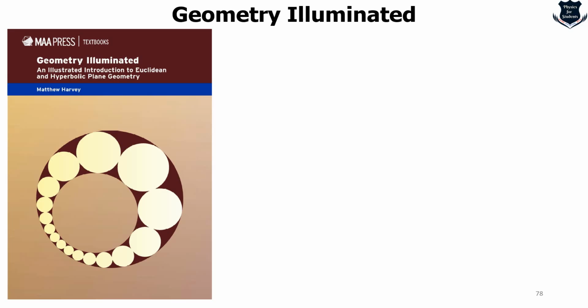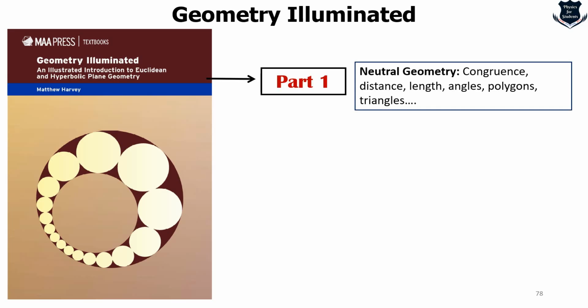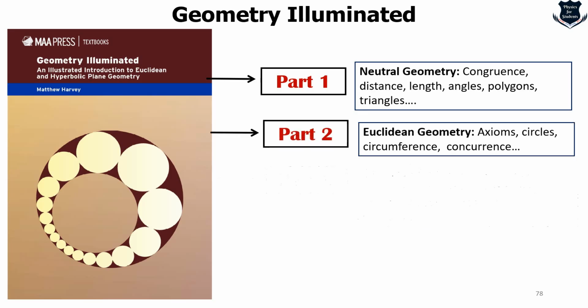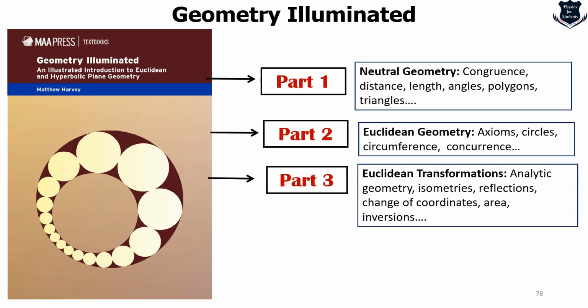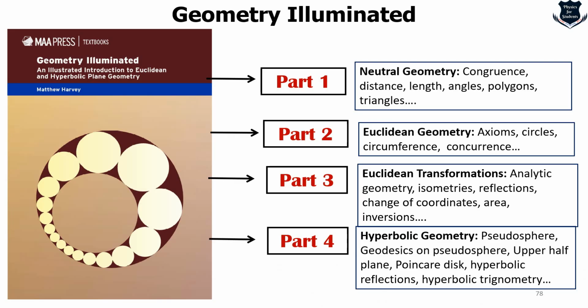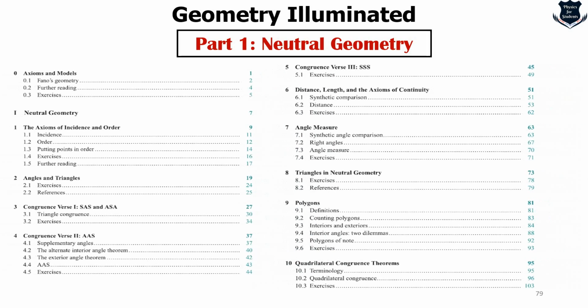Geometry Illuminated is also divided into 4 parts. Part 1 is neutral geometry; part 2, Euclidean geometry; part 3 would be Euclidean transformations; and part 4 would be what is called hyperbolic geometry. Let me show you the content of that. This is the neutral geometry.